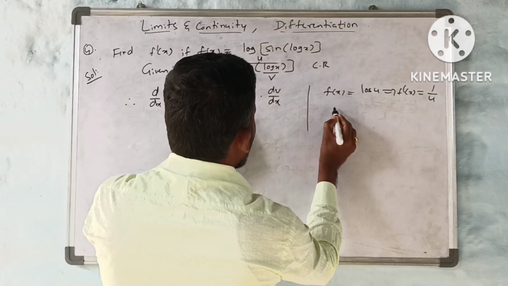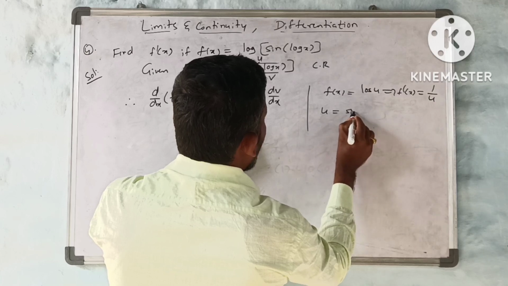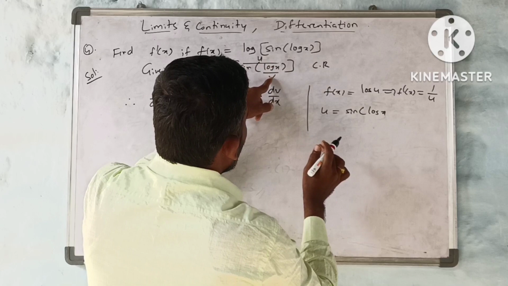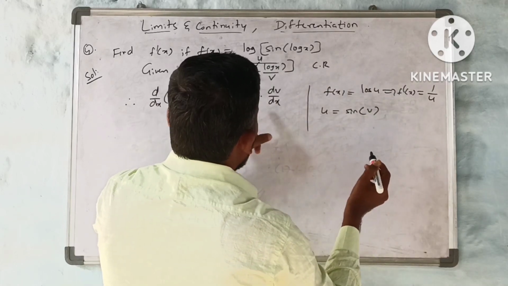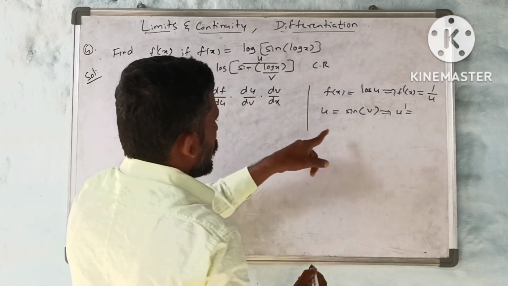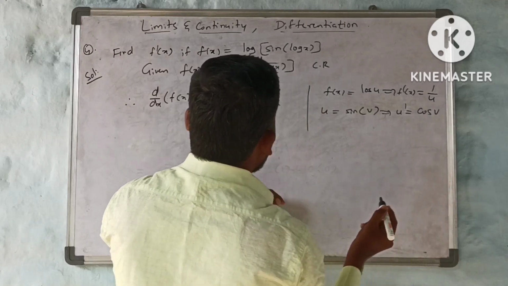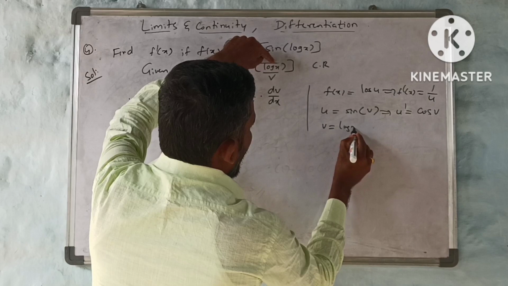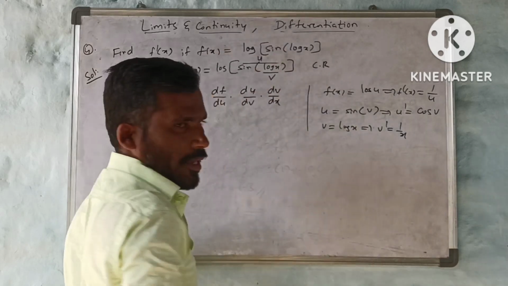Sin of log x. So what I am taking here: u is sin of log x, and v is log x. The derivative of u is u dash, so u dash, that is, the derivative of sin v is cos v. Next, v is what here? We have taken v as log x, and the derivative of log x is 1 by x.